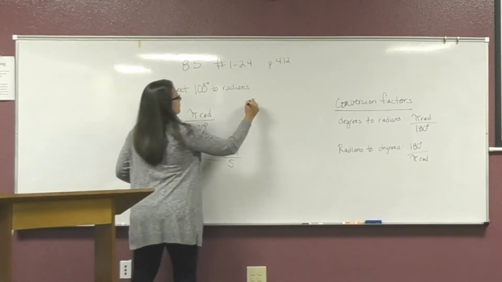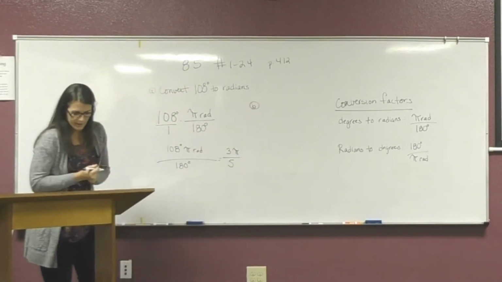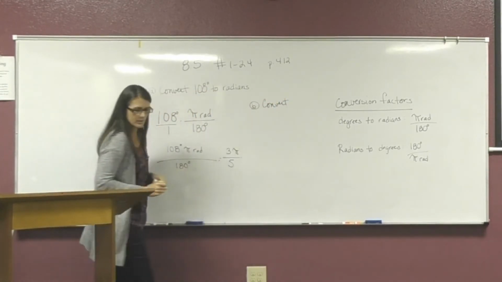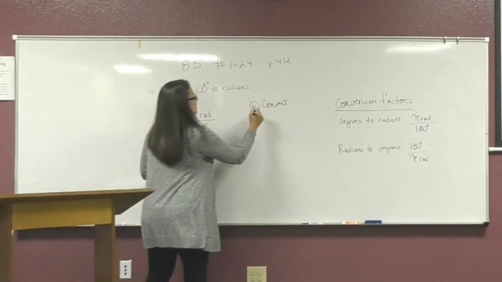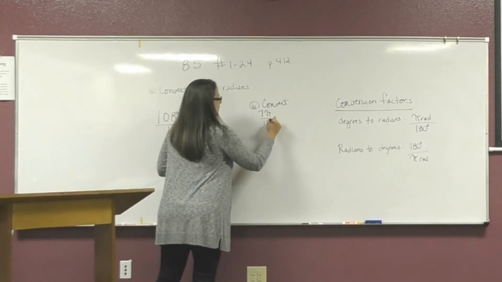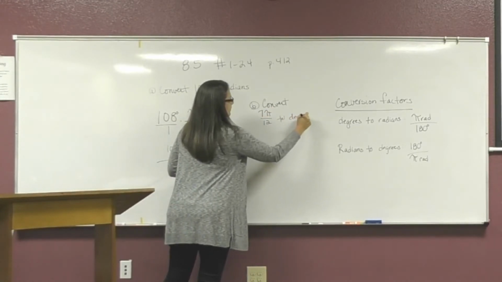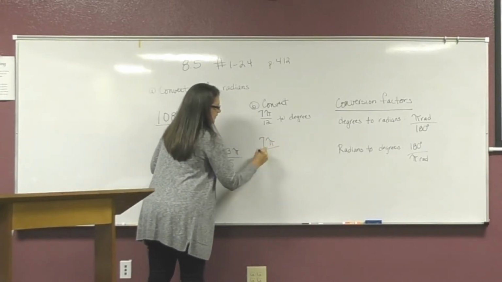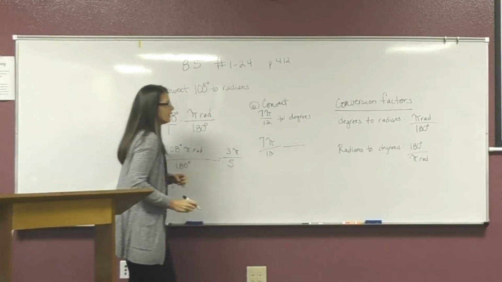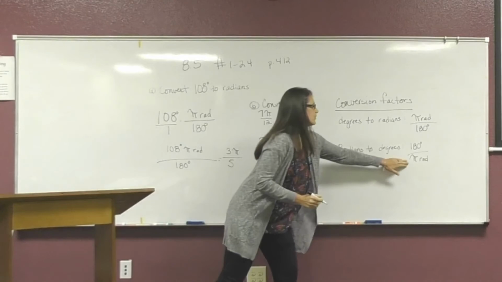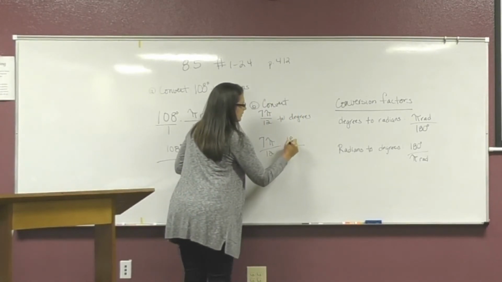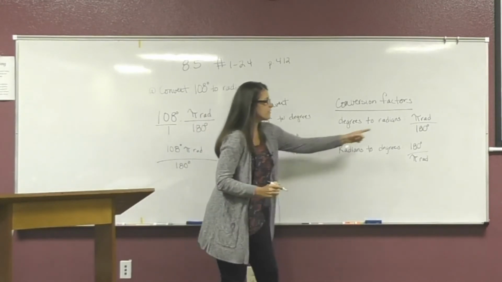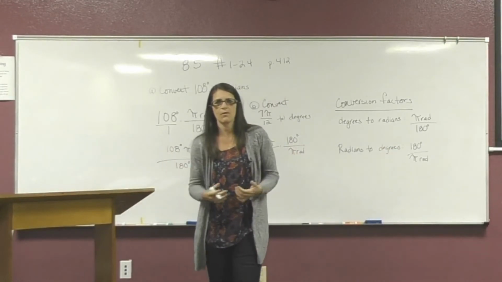All right, so part B says to convert 7 pi over 12 to degrees. Okay, so times, all right, I'm going from radians to degrees, so I'm going to do my fraction this way, okay? You know, these are the same. You can use them however you want to.